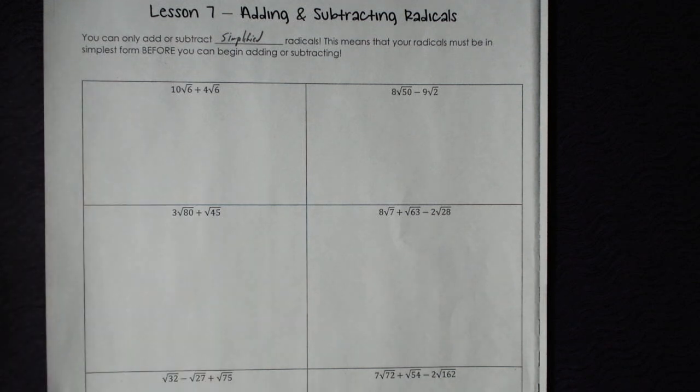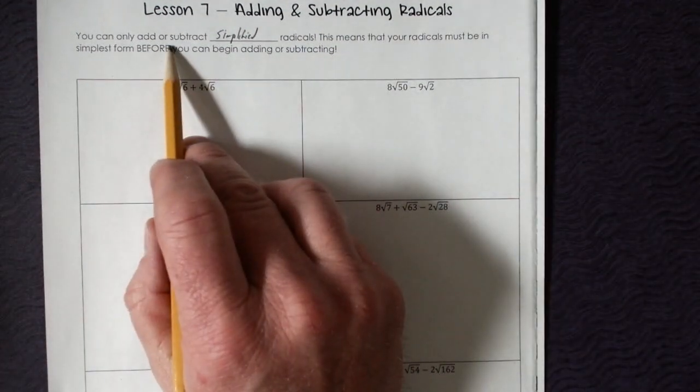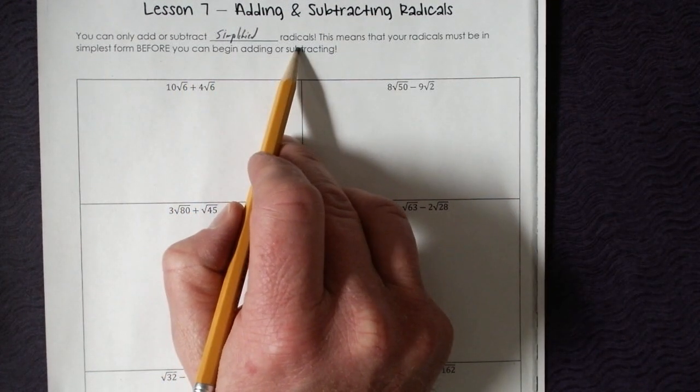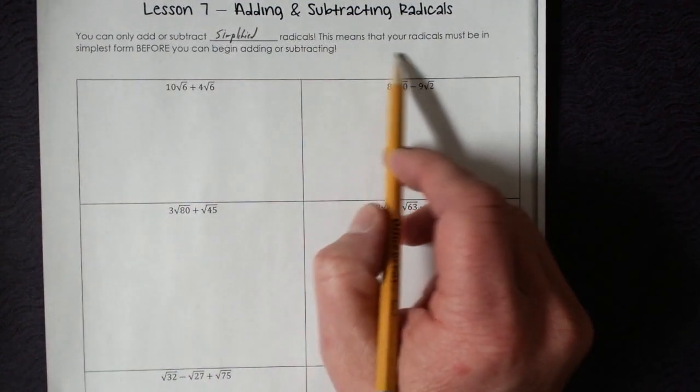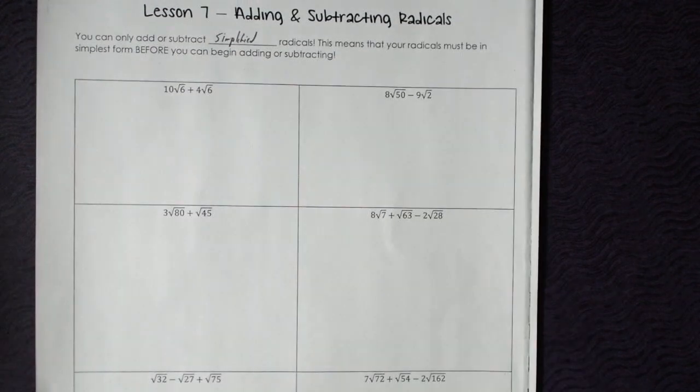Okay guys, this is lesson 7 of this unit. We're going to use our knowledge of simplifying radicals that we've been working on the past 2 days to help us with adding and subtracting. At the top it said you can only add or subtract simplified radicals. This means that your radicals must be in simplest form before you can add and subtract.